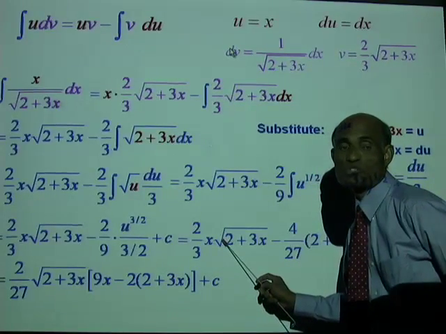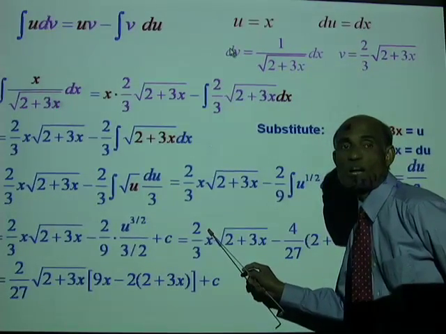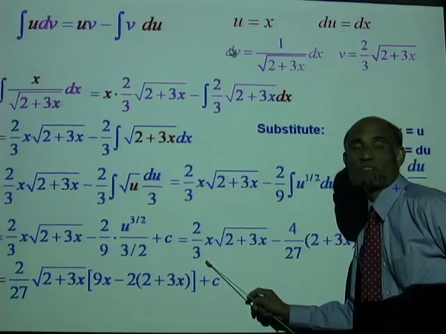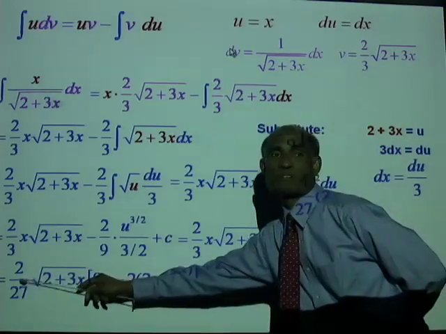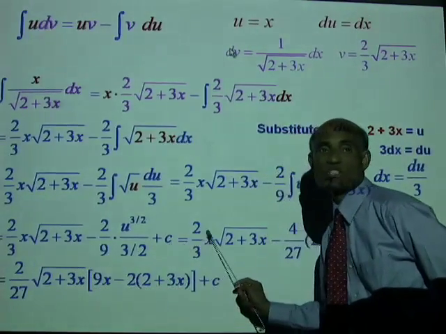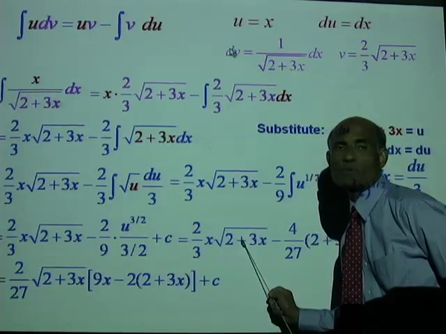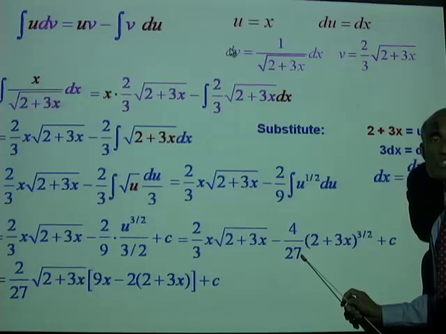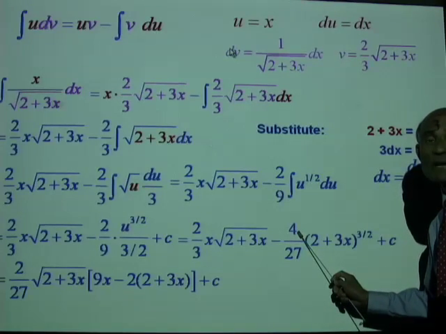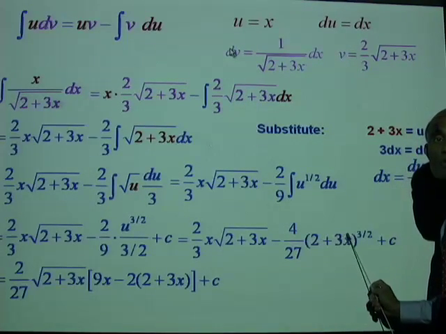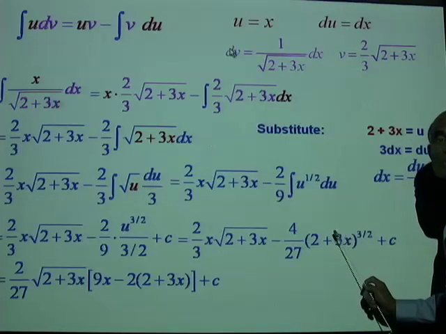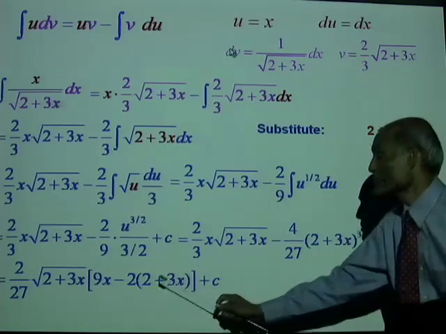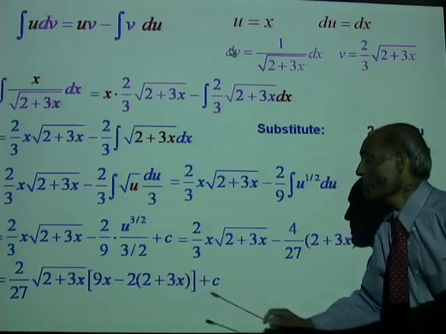I want you to understand that. What I did is multiply numerator by 9, denominator by 9 to produce a 27. And 2 over 27 came out, leaving a 9x. But this also came out. Minus, what is left here? 2 over 27 came out, leaving a 2 there. And square root 2 plus 3x came out, leaving a 2 plus 3x there. There you are. So that's minus 2 times 2 plus 3x.